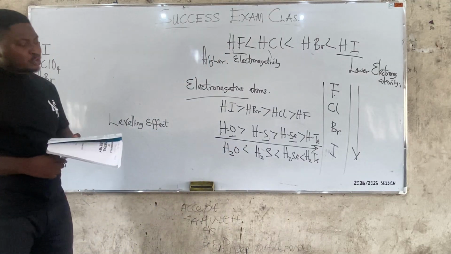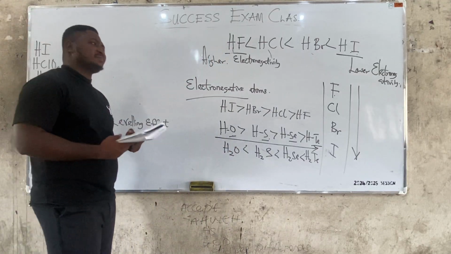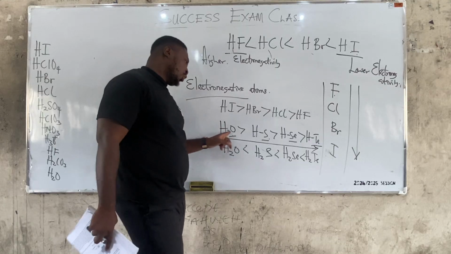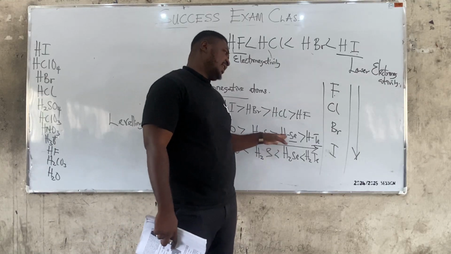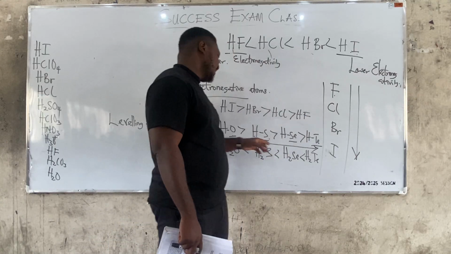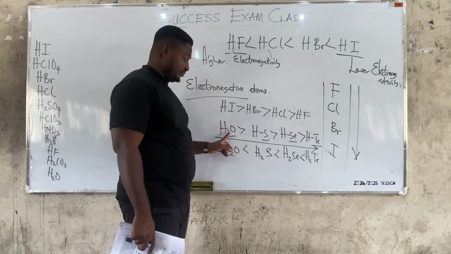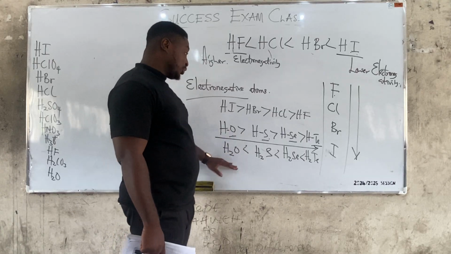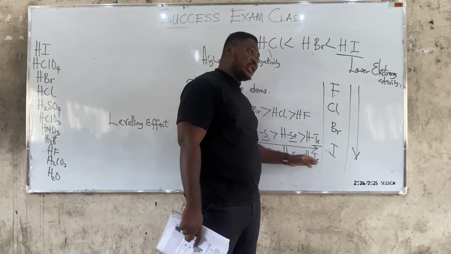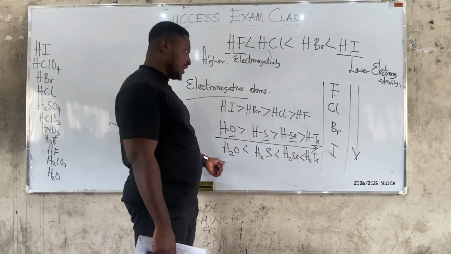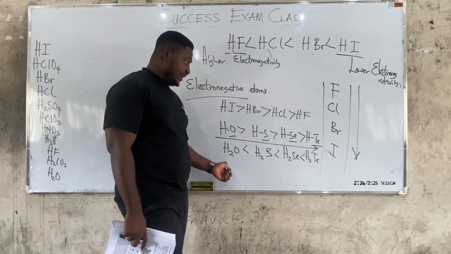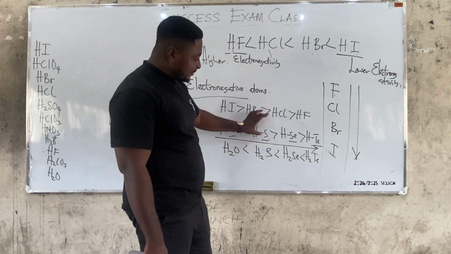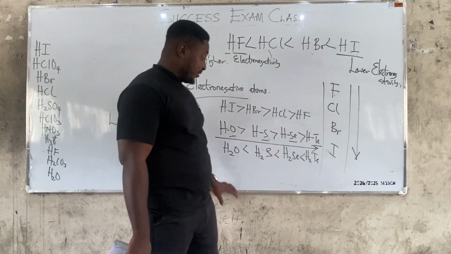Just take note of these changes. You could be given any of these acids in the exam. When it was just HO, HS, HSe, and HTe, HO is the strongest. Once we become H2O, H2S, H2Se, and H2Te, H2O is the weakest. Please take note, all these elements belong to the same group in the periodic table.